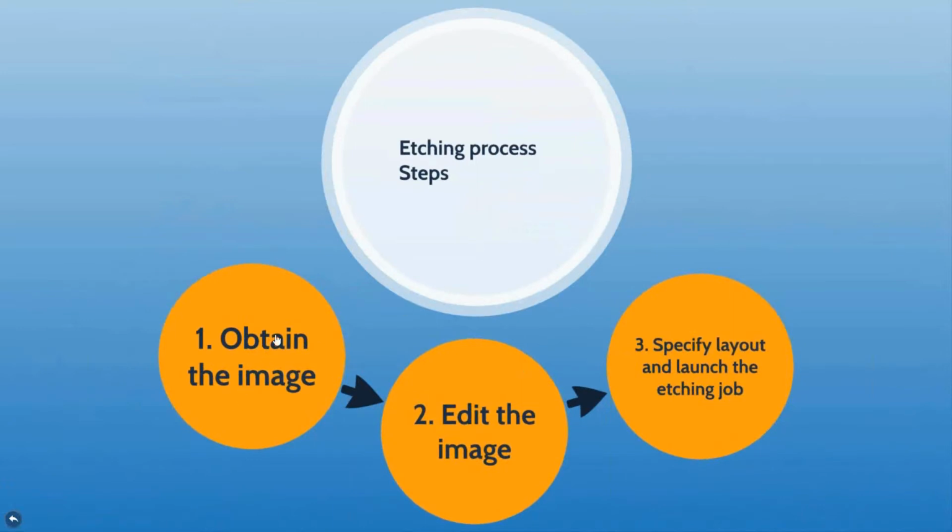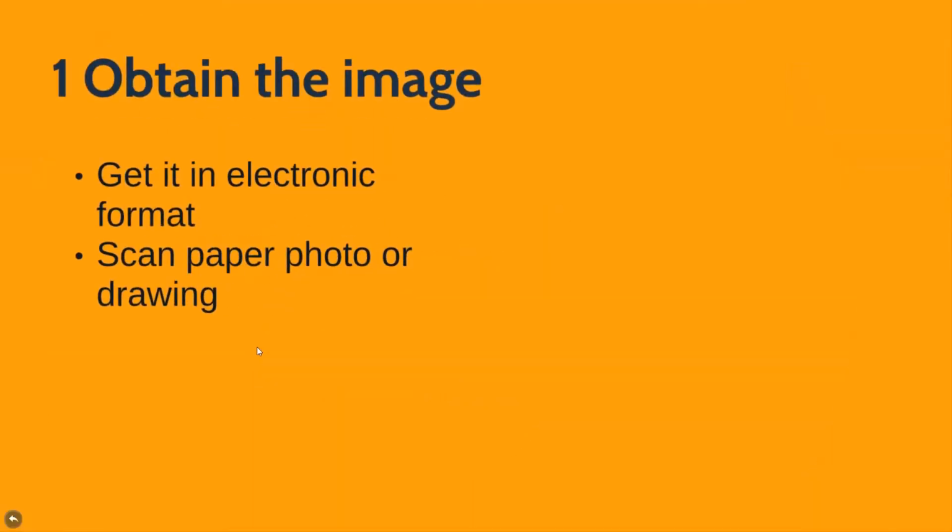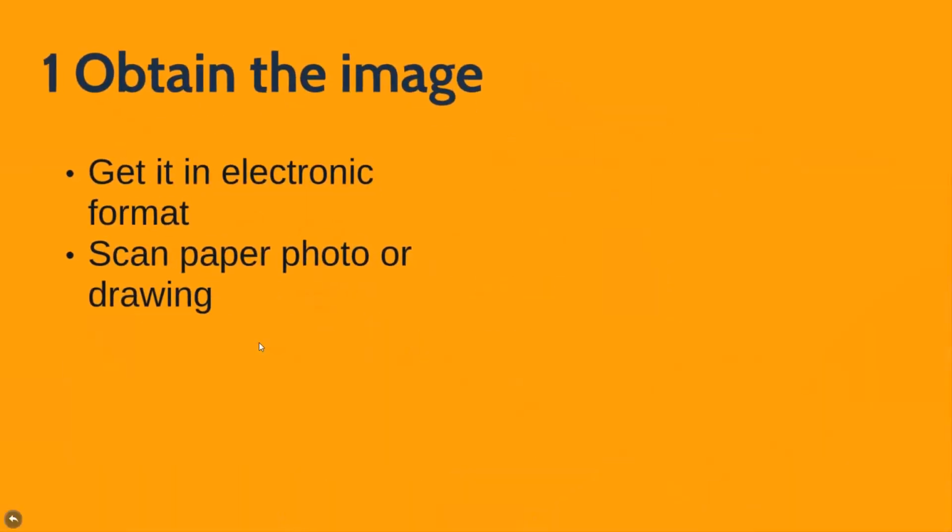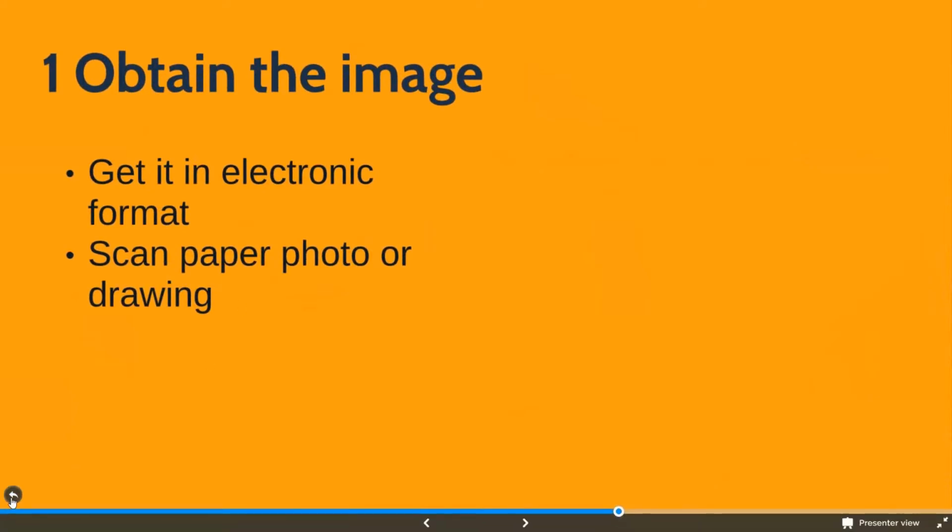So, first of all, you need to obtain the image, which in the majority of scenarios is provided to you either in electronic format, or you have some paper, photograph, or drawing, or sketch. Not all of it is a portrait. It can be some scene that you want to etch. In the latter case, you have to scan it into your computer.